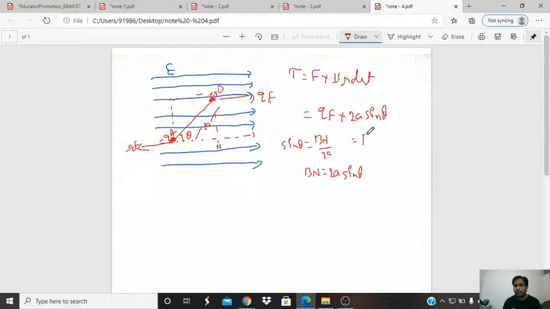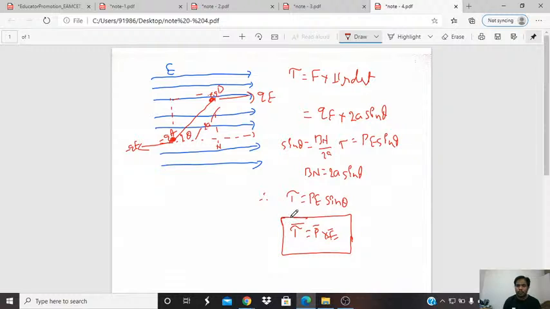So Q into 2a, which is P, into E sin theta. Therefore torque equals P E sin theta. In magnitude, tau vector equals P vector cross E vector. This is the torque due to an electric dipole placed in a uniform electric field.